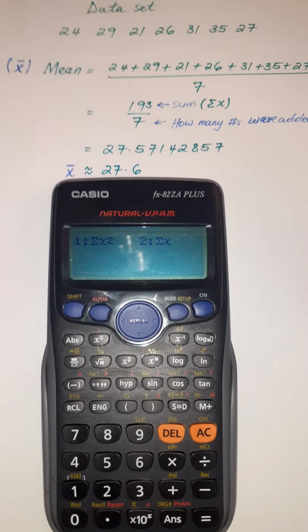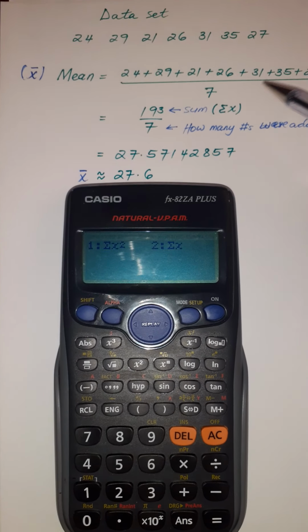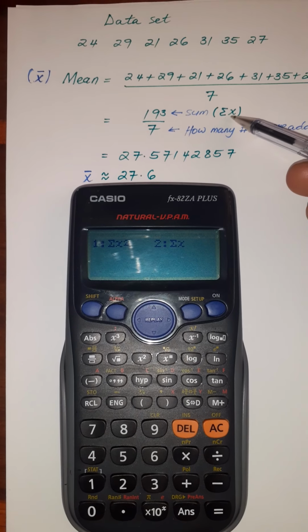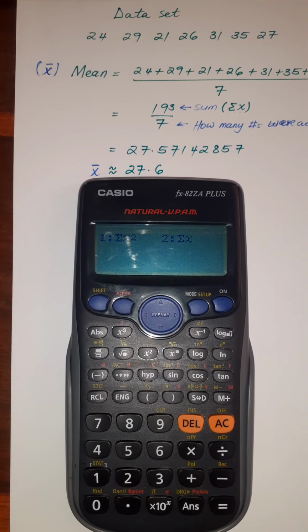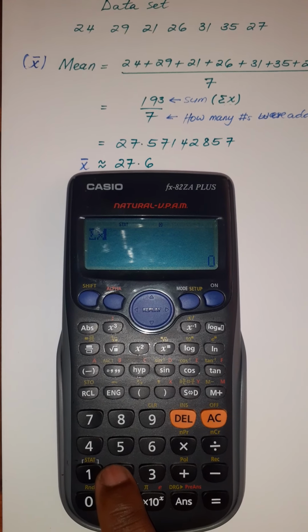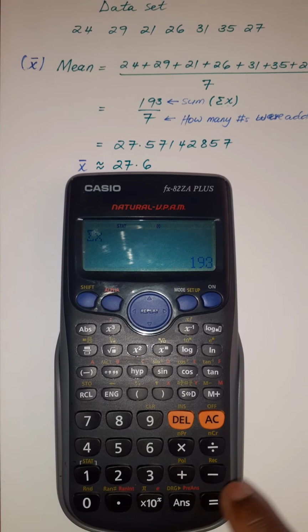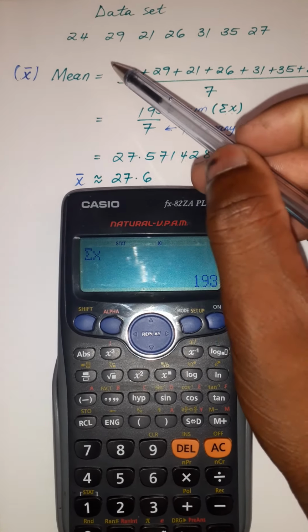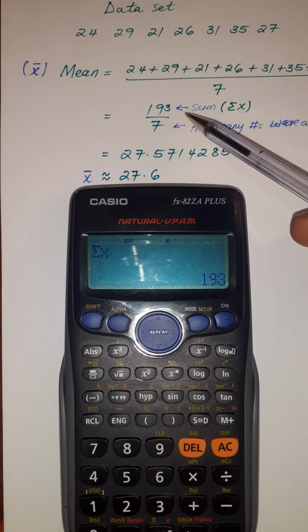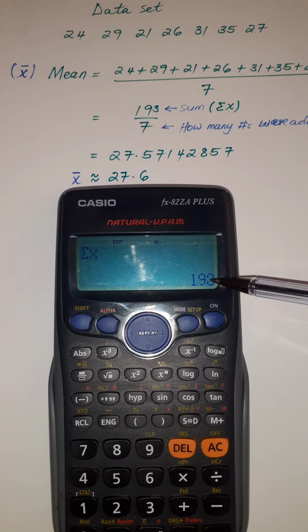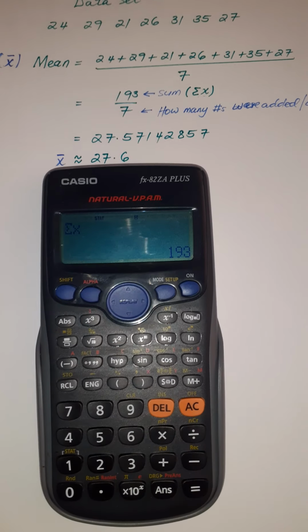This symbol that we have here means summation, means you are adding all the values of X. So we press 2, and then equal. It means when you add all these numbers, you should get 93. The same 93 that I have here is the same 93 that I have on the calculator.